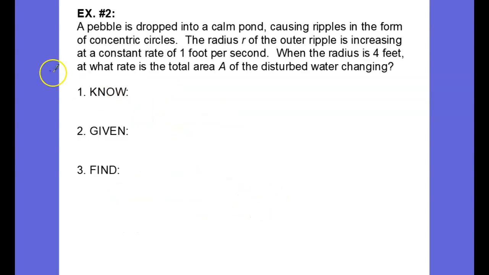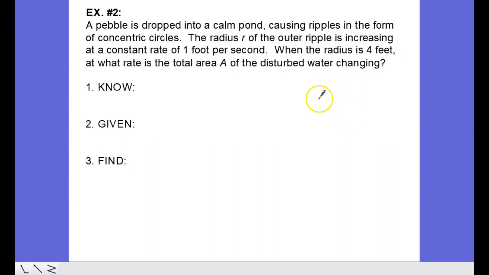Now in example 2, we have a problem in a physical context, and so we're going to begin with step 1 and try to draw a picture that represents the situation. A pebble is dropped into a calm pond, causing ripples in the form of concentric circles. The radius r of the outer ripple is increasing at a constant rate of 1 foot per second. When the radius is 4 feet, at what rate is the total area A of the disturbed water changing? So start by drawing some concentric circles.